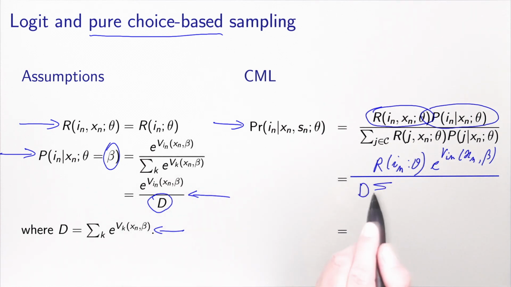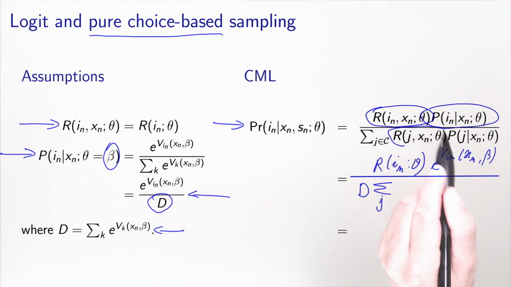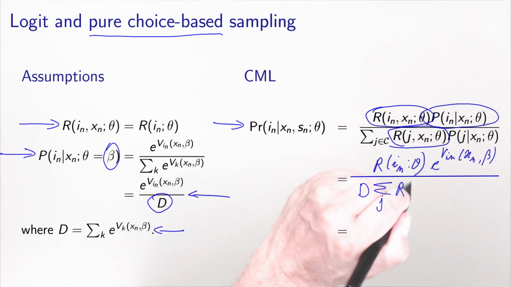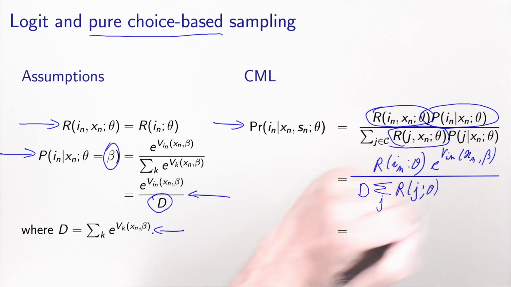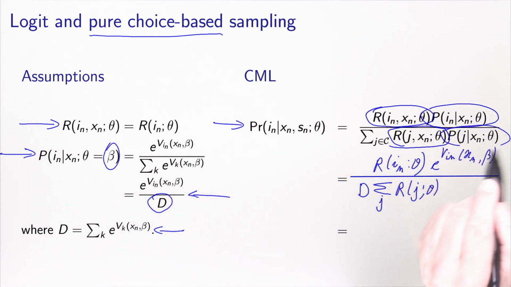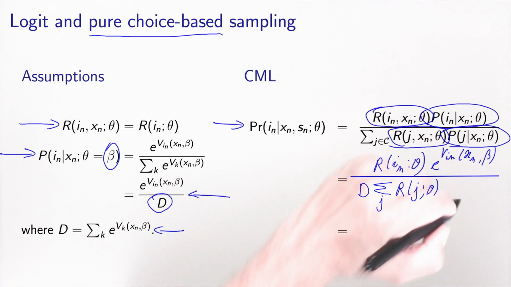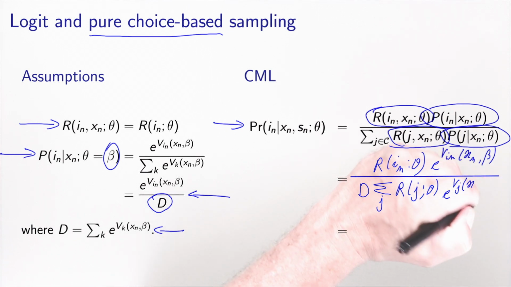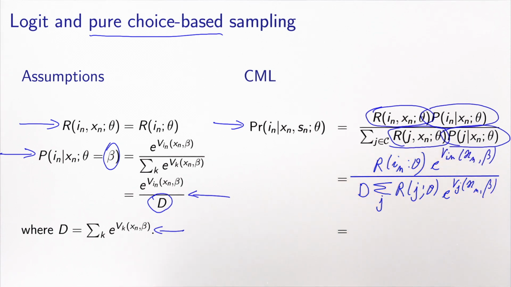Then I have the sum over j of r of j x_n, which is in our case r of j, and again the choice model for alternative j, which is e to the V_j of x_n beta divided by D, so I put the D here. And this is when we have the simplification. So we have a D in the numerator and in the denominator, and they cancel out.